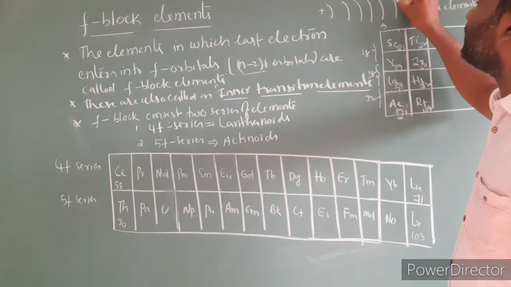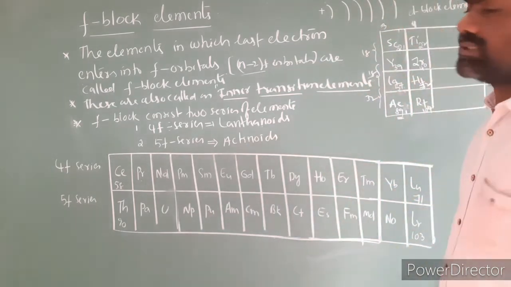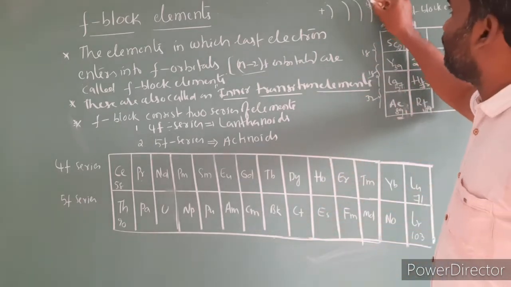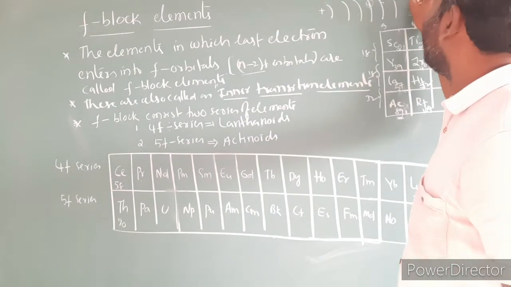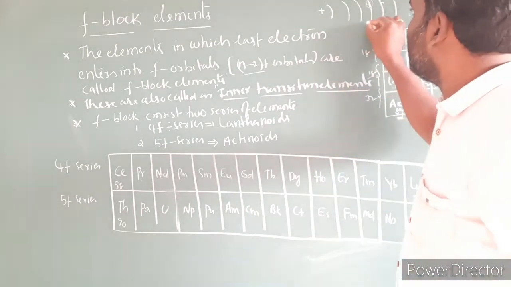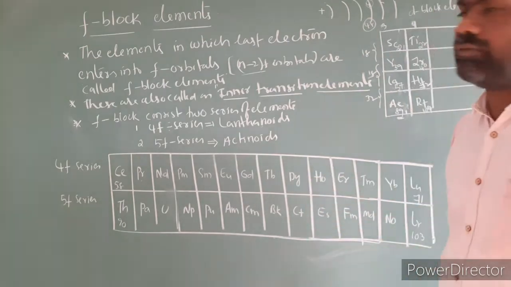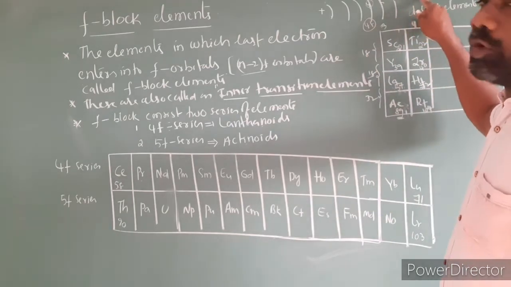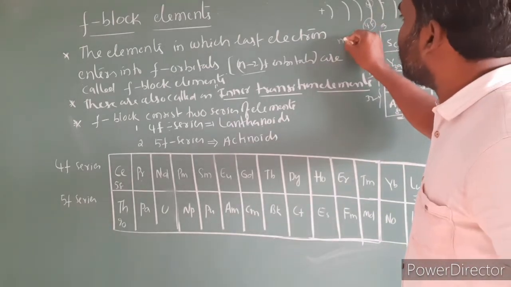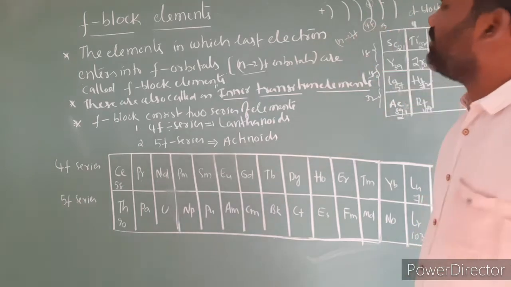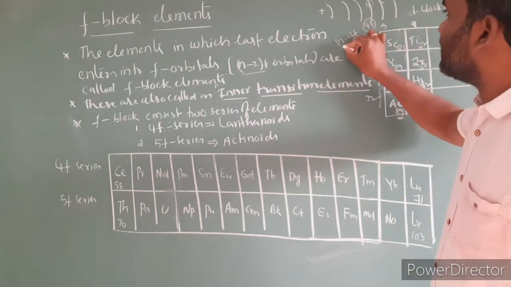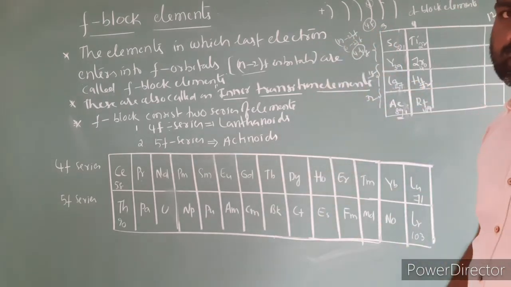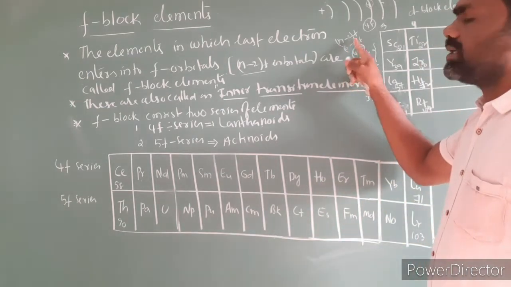This is nothing but the valence shell, so this number is 6, this number is 5, and this number is 4. Here n is equal to 6. Suppose we want the 4f orbital. How do we get the 4f orbital? n is 6 here, so (n-2)f orbital is 6 minus 2, which is the 4f orbital. So n minus 2 is nothing but the anti-penultimate shell.